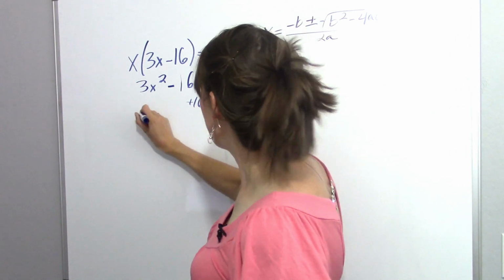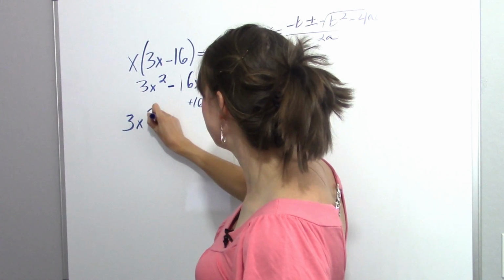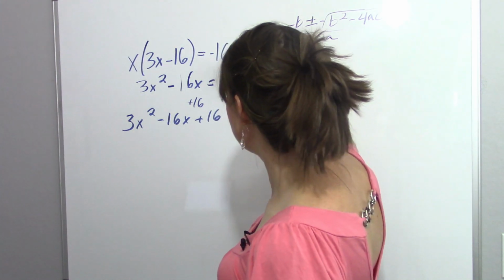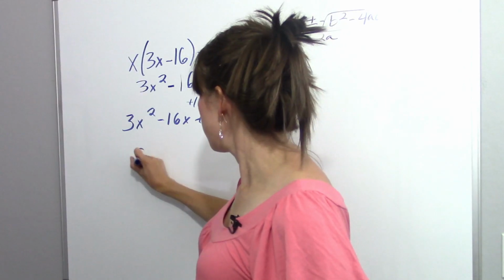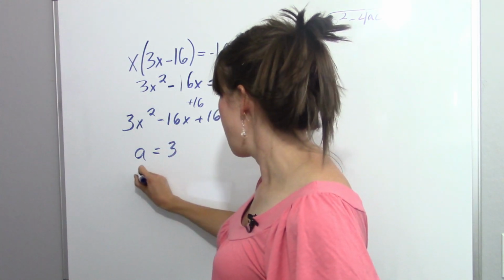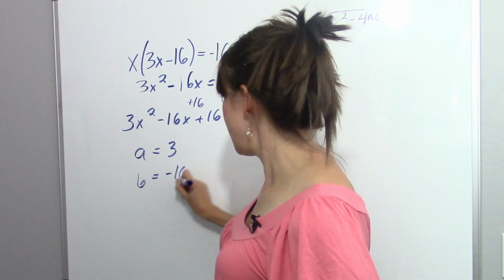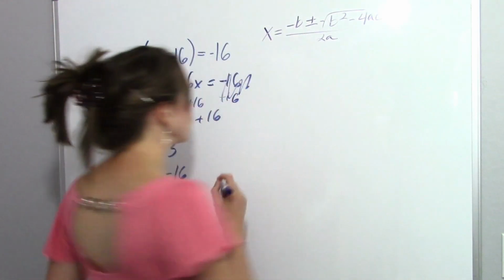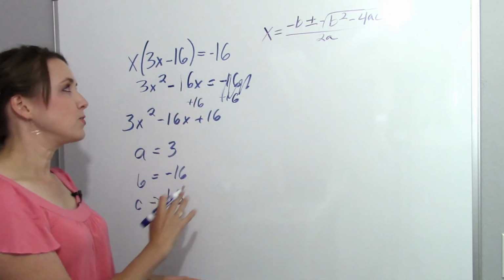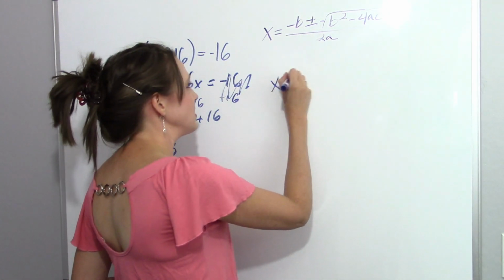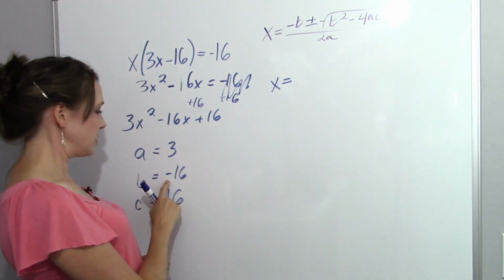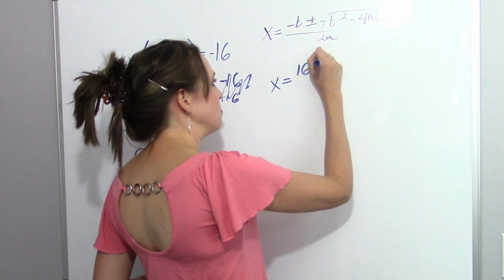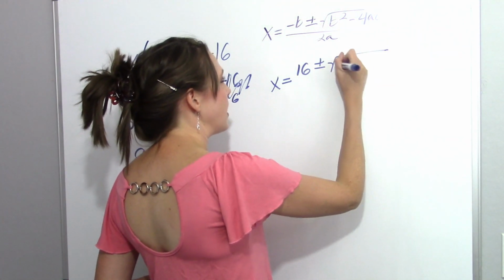And we end up with 3x squared minus 16x plus 16, and this just cancels out over here. So then we get a is equal to 3, b is equal to negative 16, and c is equal to 16 as well. Plug these right into our equation, and we get x is equal to negative b. So negative 16 ends up being a positive 16 plus or minus the square root of b squared.